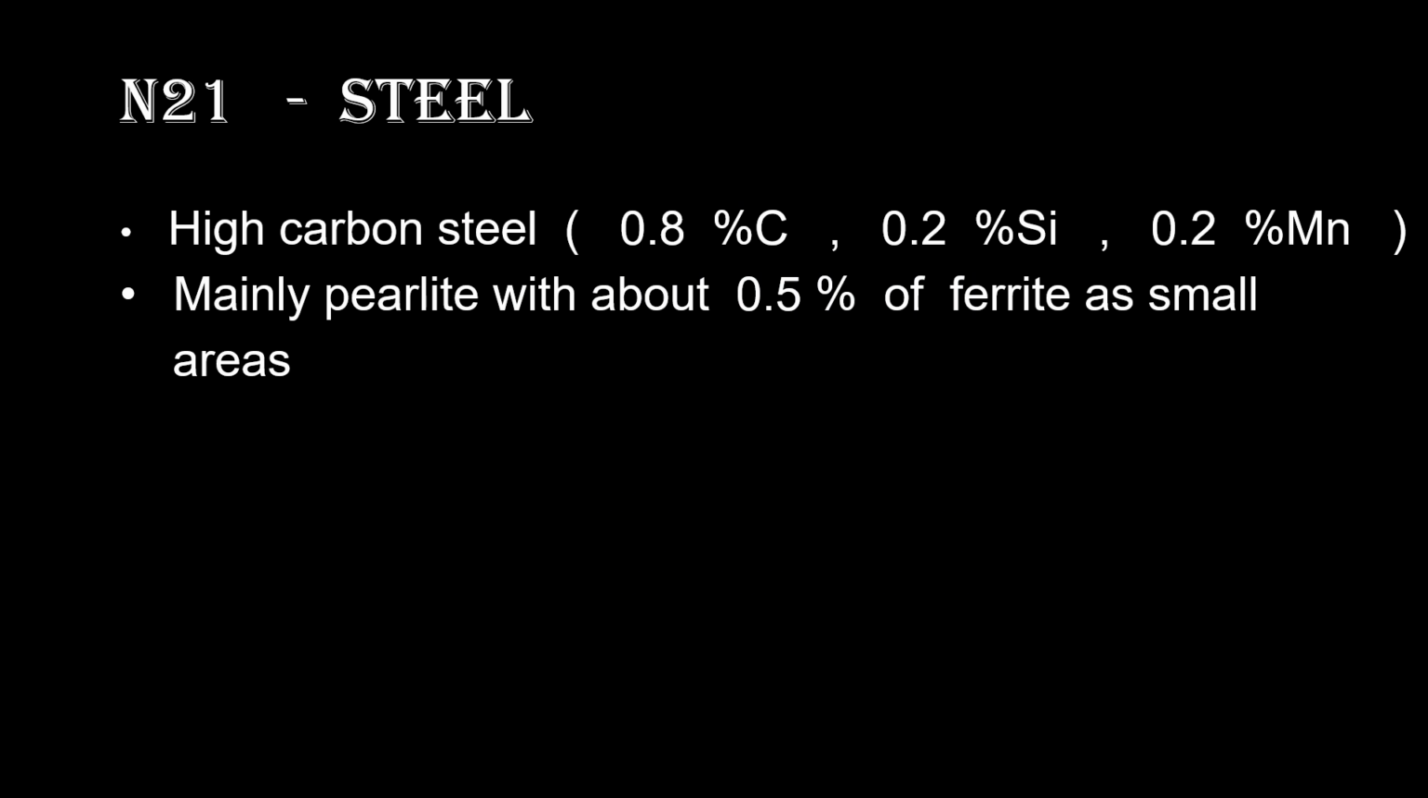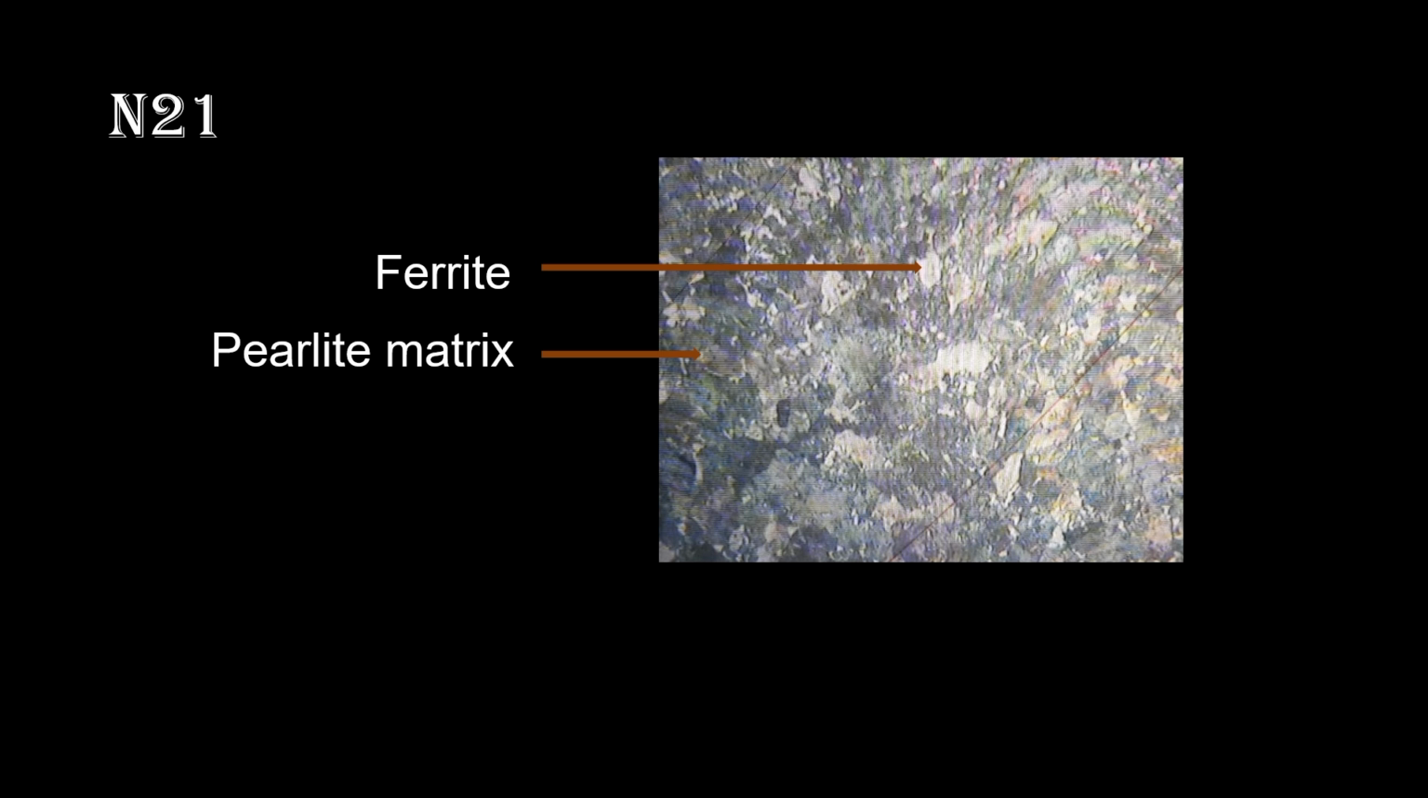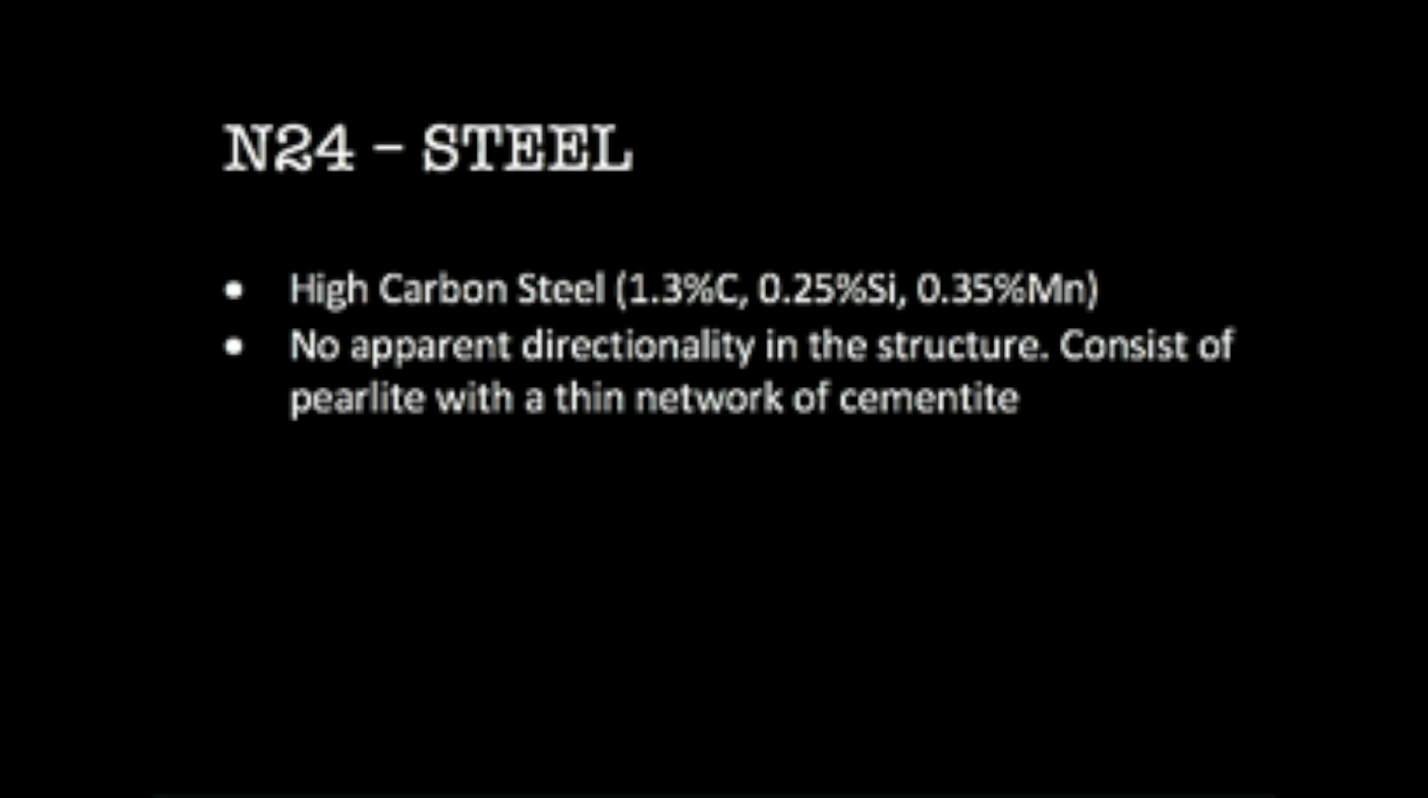Next sample is N21. It's a high carbon steel which contains 0.8 of carbon, 0.2 of silicon with 0.2 of manganese. This is mainly a pearlite matrix. It contains 0.5 of ferrite in small areas.